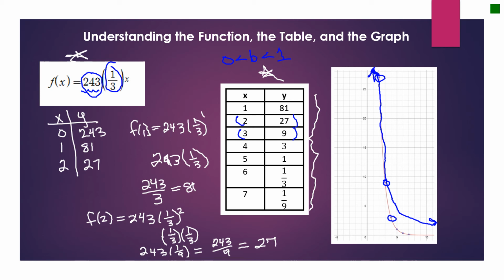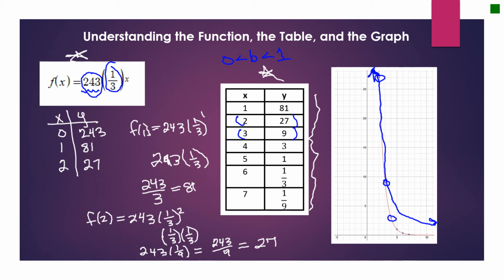And then on the graph, you can see it started way up at 243. That might not fit on the graph. But here, an 81 isn't even going to fit on the graph. But 2 and 27, you can see that right about here. Right about here. And then there's 3 and 9 would be here, and 4 and 3, and so on and so on. All of these values from the table are ordered pairs, 2, 27, 3, 9, just like they always have been.